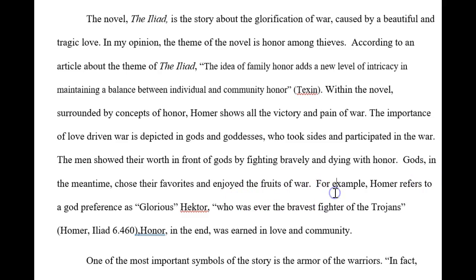For example, so I have two statements, and then I have a proof. You see what I mean by proof? I made two statements, and now you got to hear the reader saying, says who? Well, says this quote from the novel. Homer refers to a god's preference as glorious Hector, who was ever the bravest fighter of the Trojans, and there is where it is located. And of course, that's the end of the sentence.